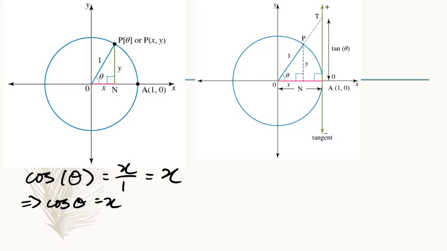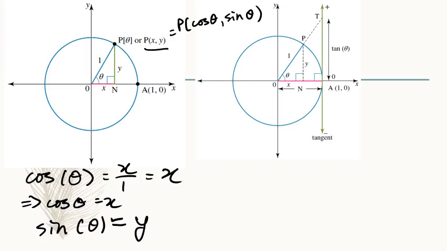So if we're doing sine, what's that the same as then? Y. So that's important to know. These values of P of x and y is also the same as P of cos theta and sine theta. What that means is if we have a unit circle, we can literally just tell what the values are of cos and sine just by looking at the x and y values. It's bizarre, isn't it?